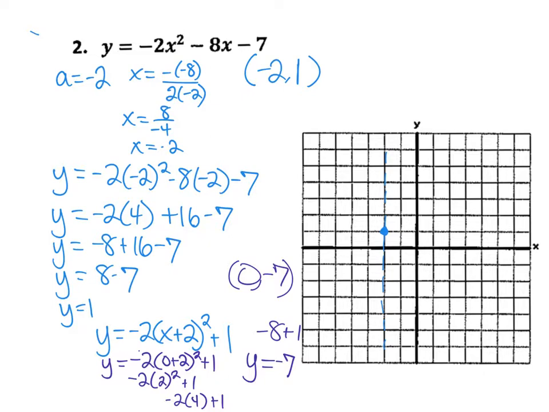That's why we picked 0. You could have picked -5 to plug in for x. You could have picked -1 or +1. 0 is easy. We picked 0. 0, -7. Okay. There's half of my parabola.